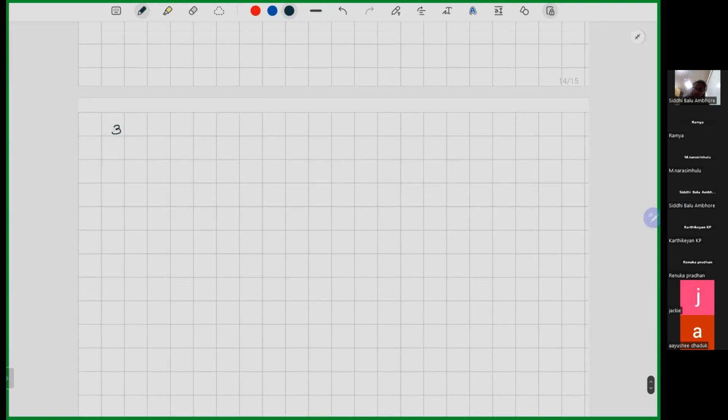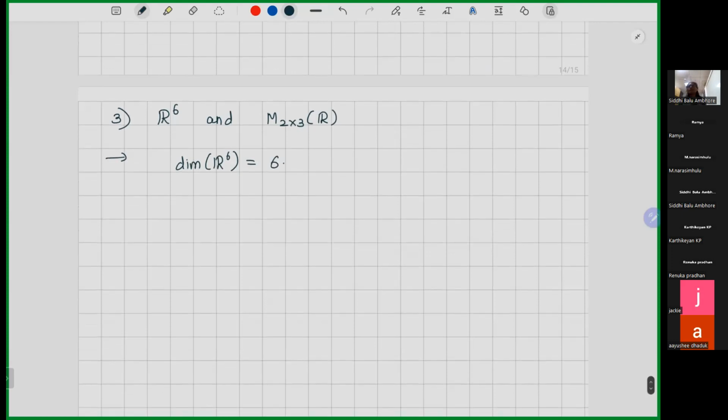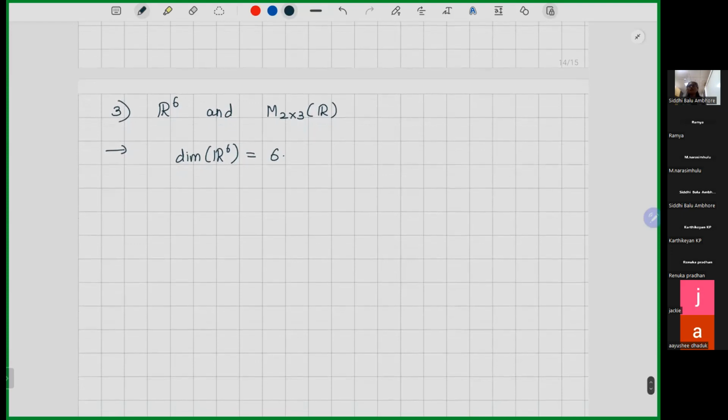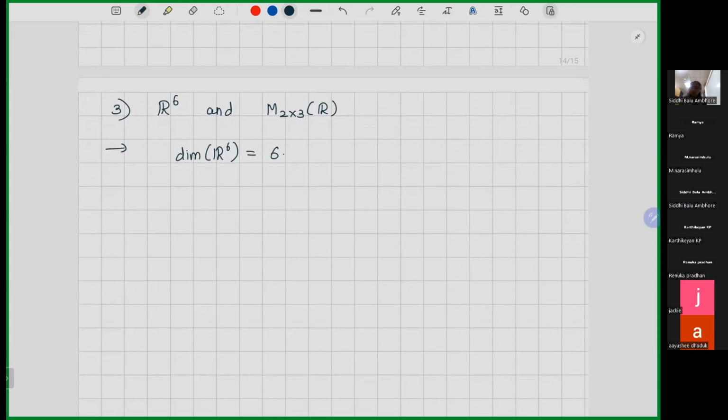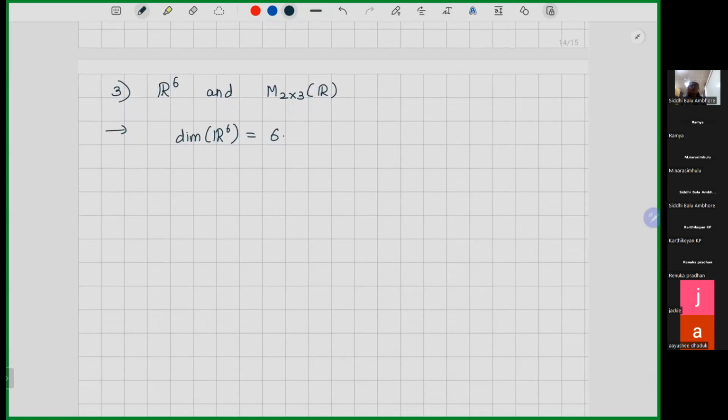Now let us move to the third question. The third question means again the third of this kind: R6 and M2 cross 3R. R6 again, the dimension of R6 is 6. But what is the dimension of M2 cross 3R? Any doubts? Any guess? What is the dimension of M2 cross 3R? How does this look?